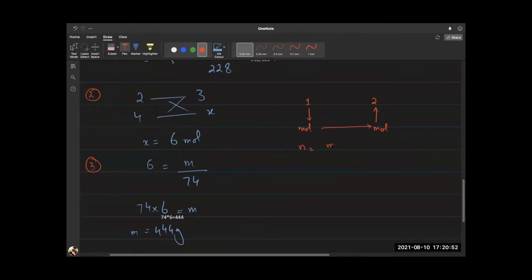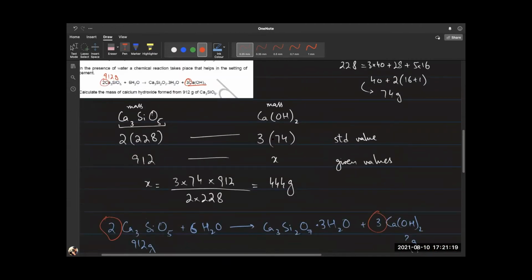Number of moles is mass over MR. Number of moles is particles over Avogadro number, which is this. Number of moles is volume over 24, but only for gases. And then number of moles is concentration times volume. So all 4 of these formulas combined with this technique, you can easily solve any mole questions. Or you could simply use this value, that you take the standard value, you take the given value, and you cross multiply to find whatever you're looking for.